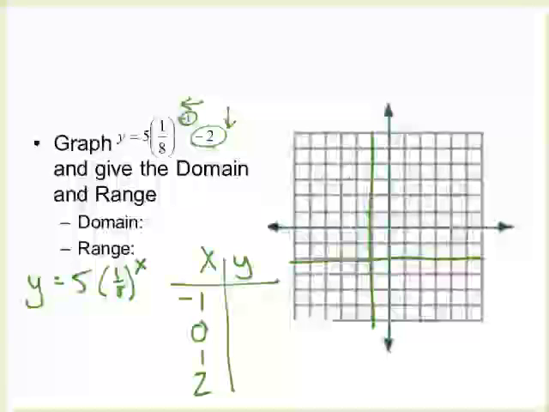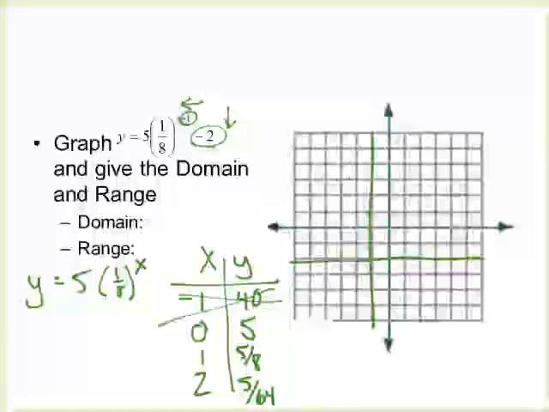If I plug in -1, that's going to flip over that 1/8 to make it 8 times 5 is 40. Not plotting that. If I plug in 0, we get the front multiplier of 5. If I plug in 1, I'm going to get 5/8. If I plug in 2, that's going to square that fraction, making it 1/64 times the 5 is 5/64. Basically 0, but not quite. Really, really tiny, but not quite 0. So I'm definitely not plotting that first one.